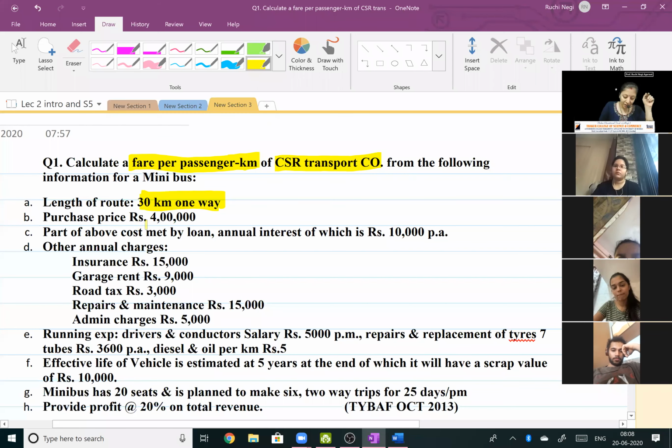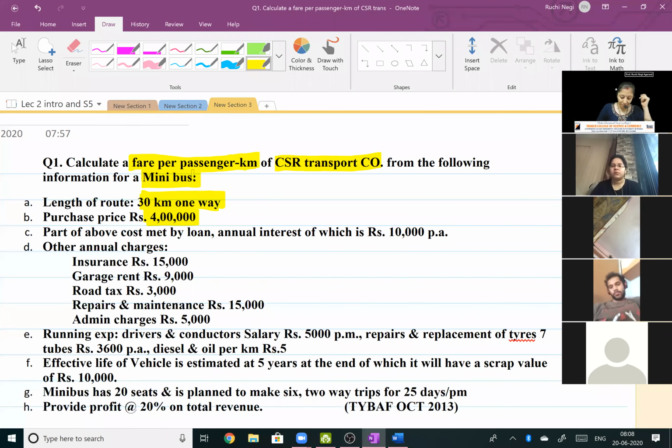Purchase price is rupees 4 lakhs. Of what? Of the minibus. So minibus is my asset. CSR is the transport company, so for CSR, minibus becomes an asset. So the asset price is 4 lakhs.